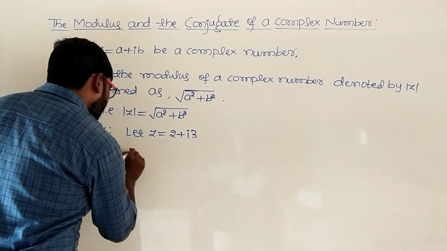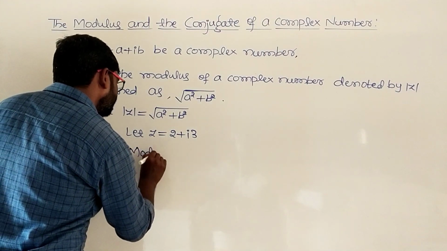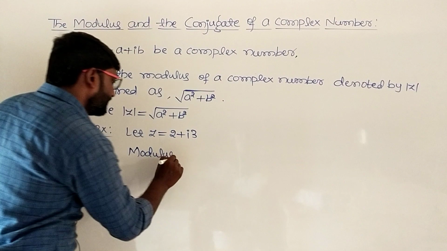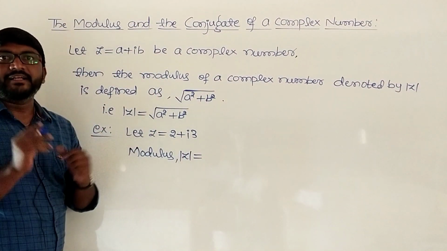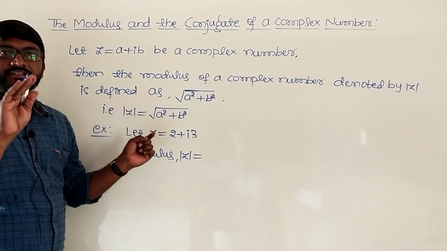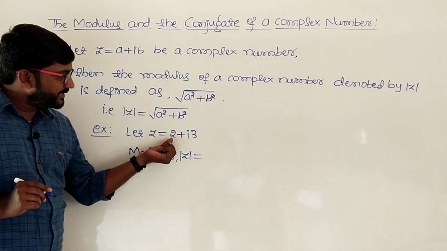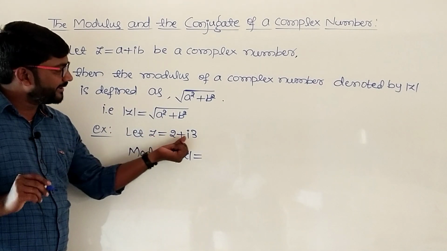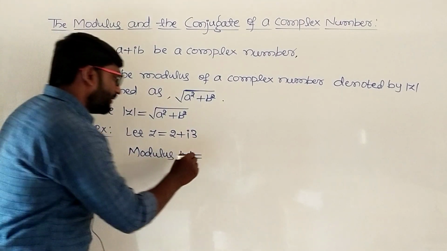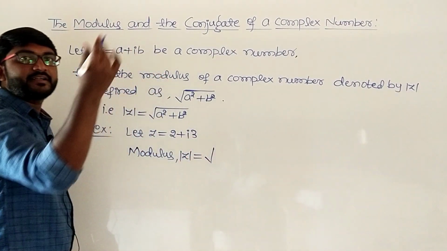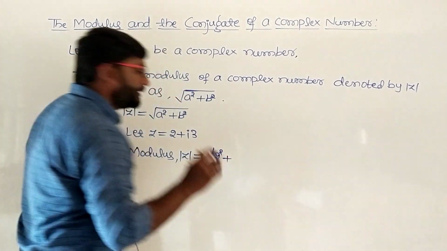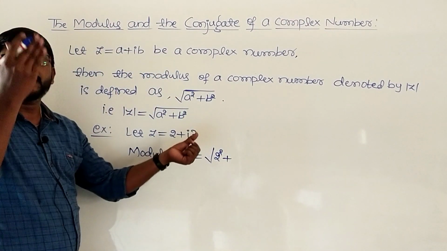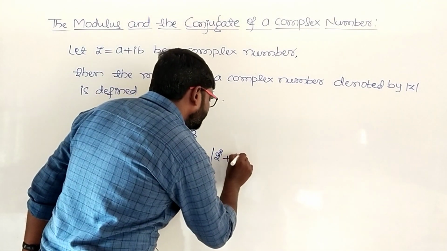So now modulus or mod z which is equal to, so what is the standard formula now? It is square root of a square plus b square. What is the value of a here? It is 2. The value of b is 3. Now it is square root of a square, that is 2 square, plus b square, that is 3 square.